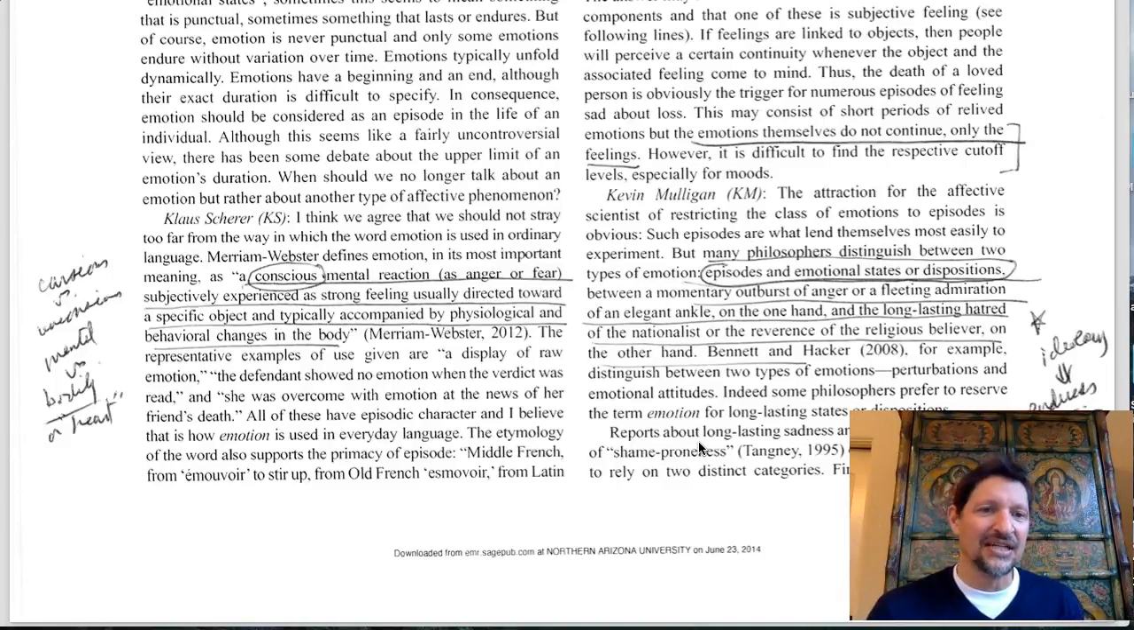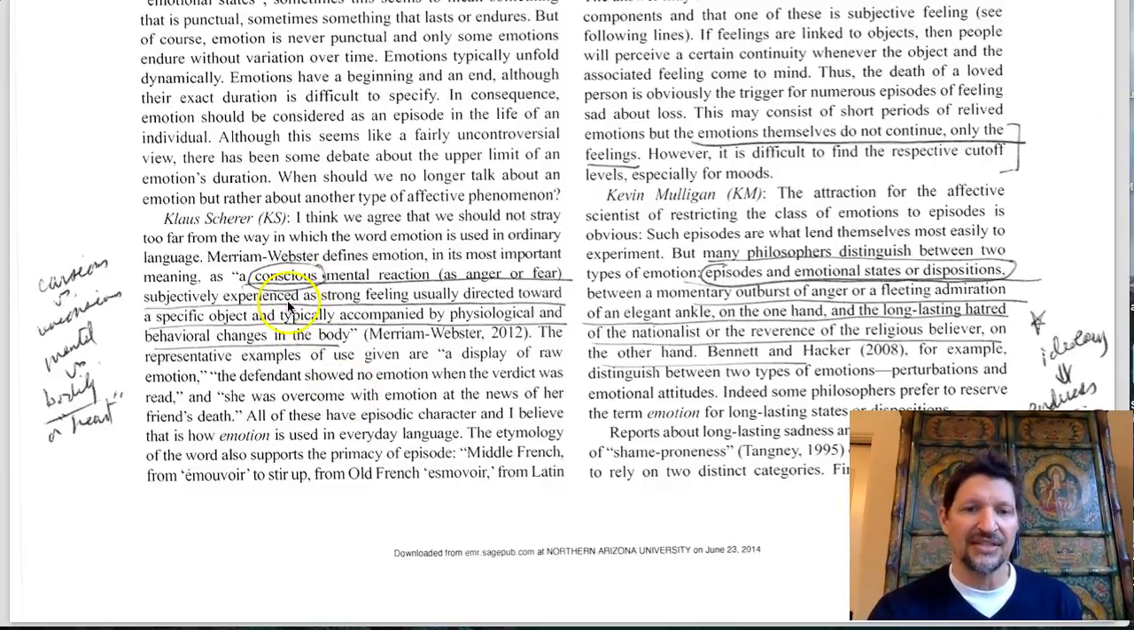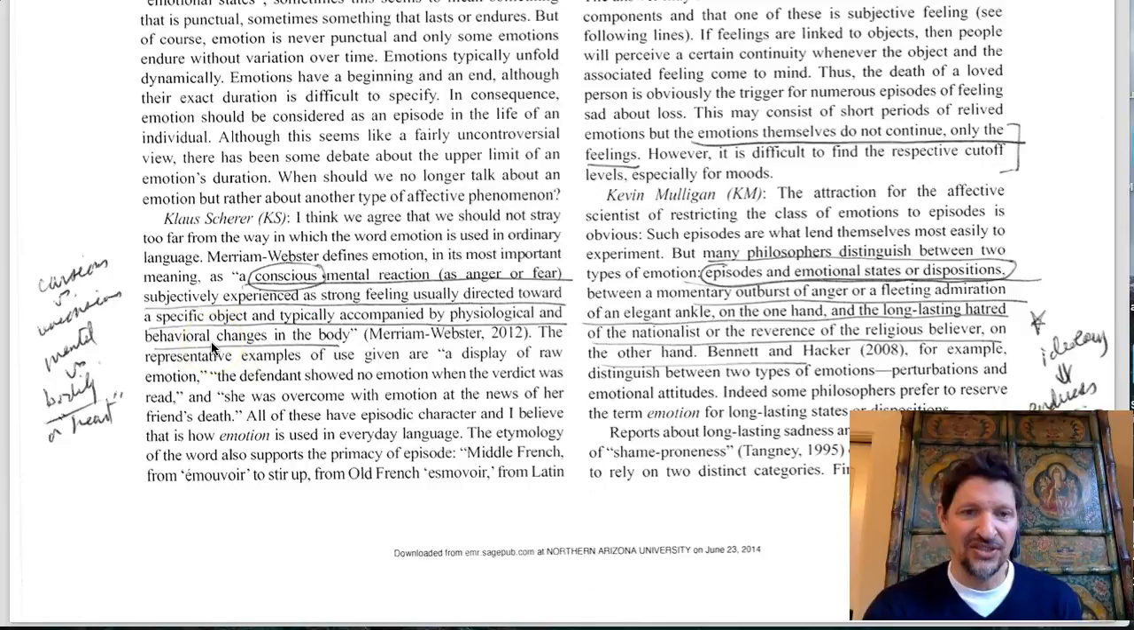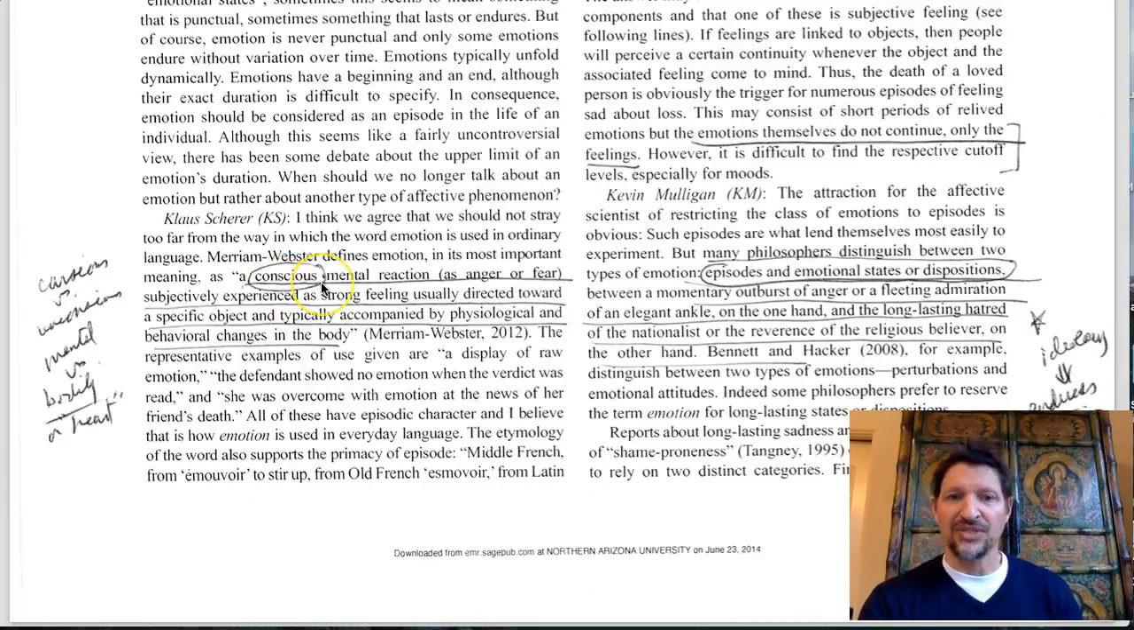So I said conscious versus unconscious, mental versus bodily. So I'm trying to look at contrasts and distinctions here. A conscious mental reaction as anger or fear, subjectively experienced as strong feeling, usually directed toward a specific object, typically accompanied by physiological and behavioral changes in the body. Actually, I think that's a pretty good one. That's the Merriam-Webster dictionary definition of an emotion. It's got the notion of physiological and behavioral changes. It's usually, not always, directed toward a specific object, and it's a conscious, in this case, conscious mental reaction.